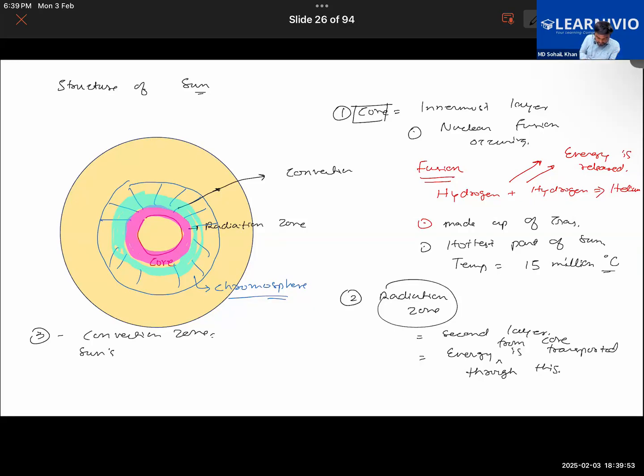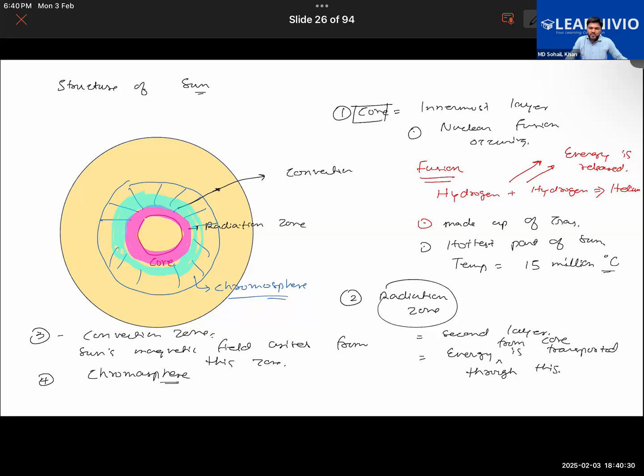Yes, sir. The sun's magnetic field arises from this zone. Okay. After the convection zone, the fourth zone now is basically another layer, the chromosphere. Also, isn't it photosphere? Photosphere. Yes, photosphere. It's the visible surface of the sun, I think, basically.